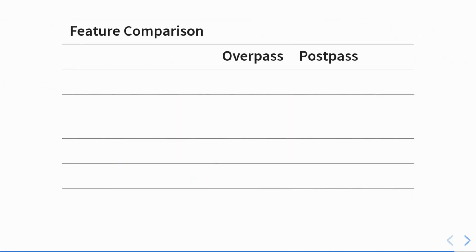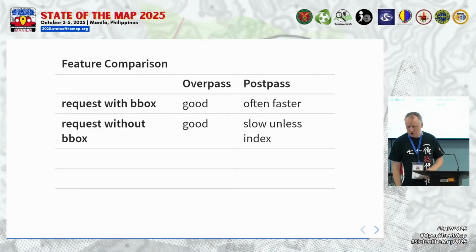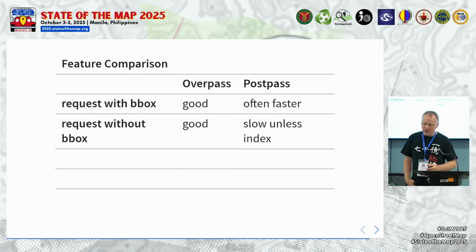A quick feature comparison between Overpass and Postpass. Requests with a bounding box work well in Overpass. They tend to be slightly faster in Postpass, but not much. Requests without a bounding box work well in Overpass.